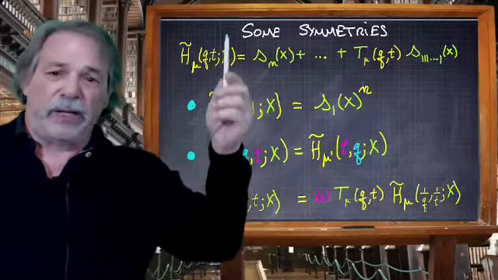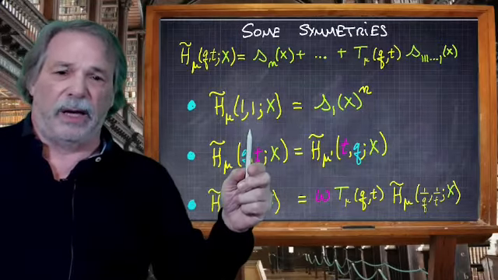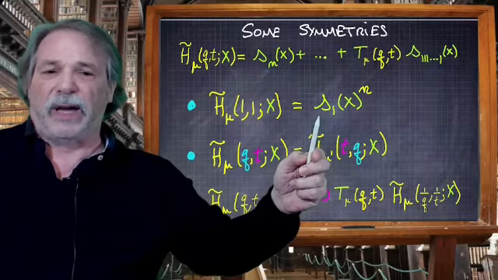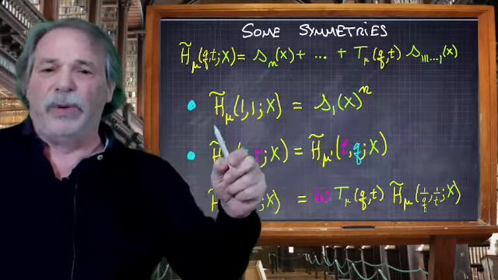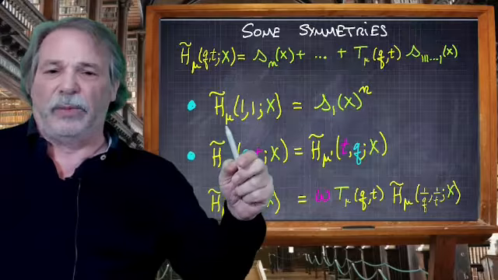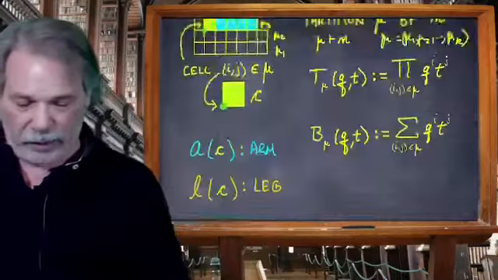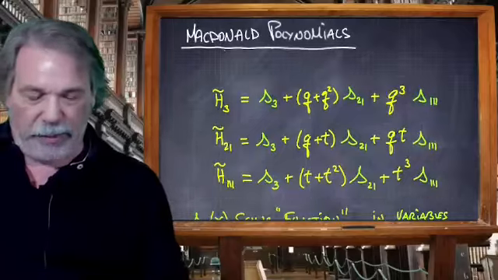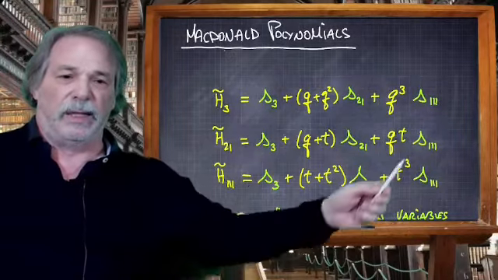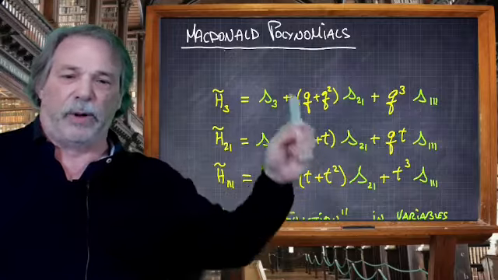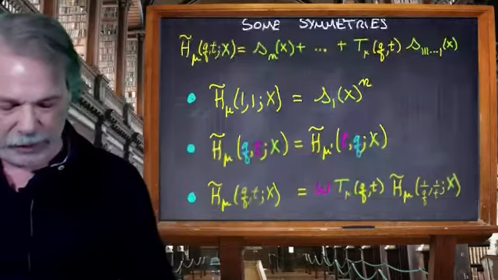If you specialize both q and t to 1, then you get the same as calculating s1 to the power n. So all mu's are the same when you set q and t equal to 1. If you go back to our example above, these coefficients become 2's and these become 1. So all 3 of these are the same when you set q equal t equal 1.